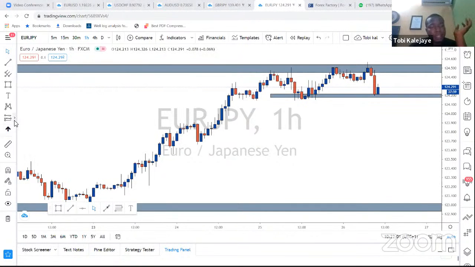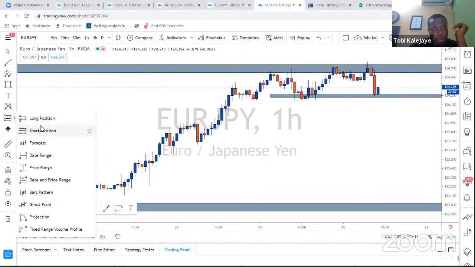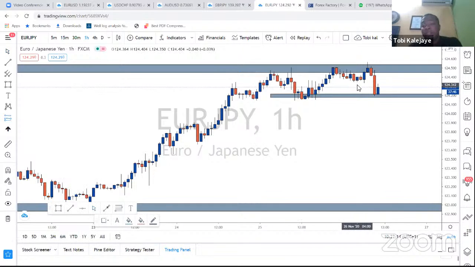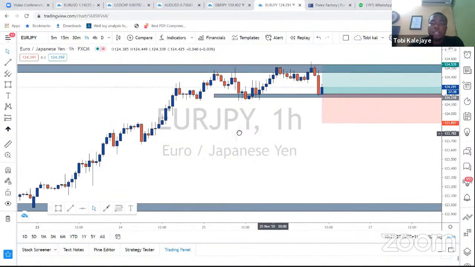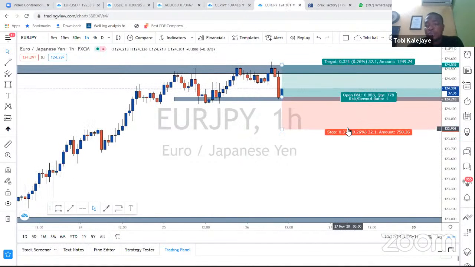There's a tool right over here, but I don't use it. If you look at this on TradingView, long position, short position. So if you are trying to long, which is the same thing as buy, you can pull this up. If, for an example, you are open to buy this, which I'm not saying you should, because this is not looking like a good buy trade, you can come right over here and use this tool.